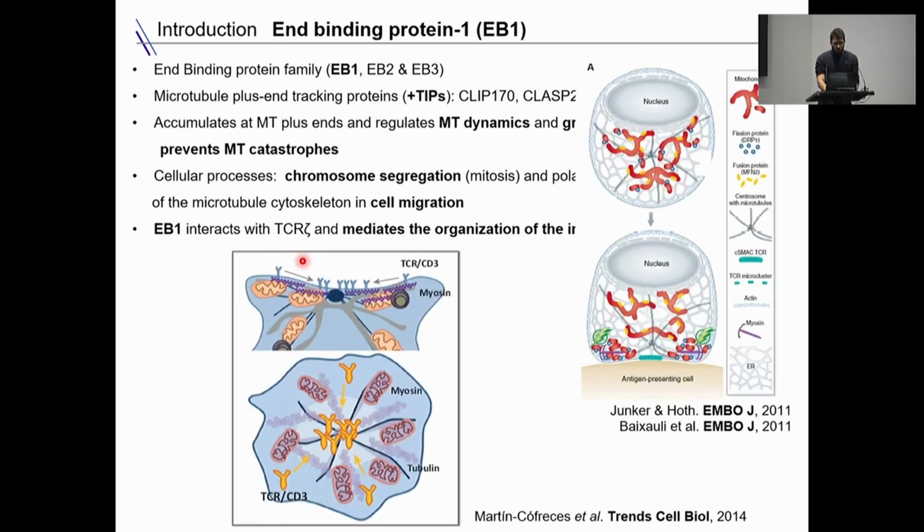So, with this in mind, and due to the importance of the tubulin cytoskeleton to the localization of the mitochondria at the contact site of the immune synapse, we decided to study the role of EB1 in the control of the mitochondrial network and T cell metabolism during T cell activation.